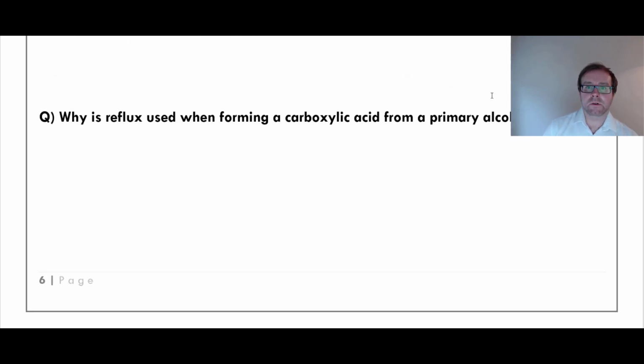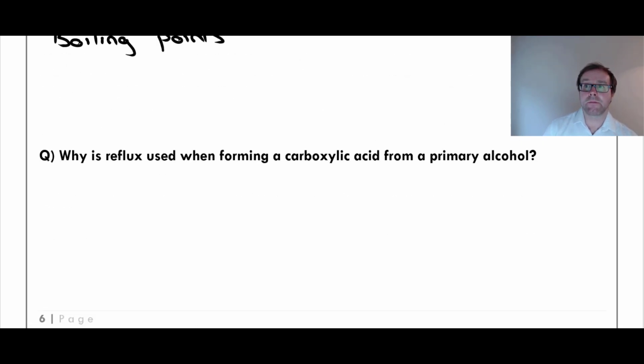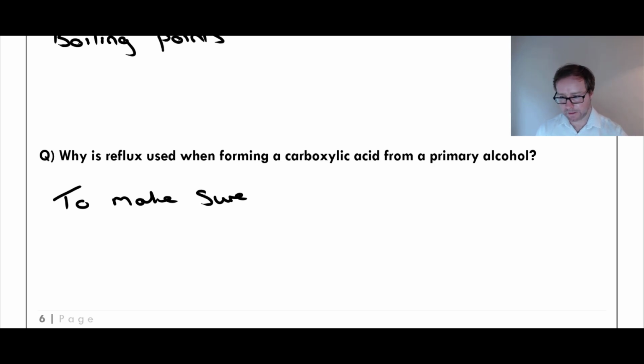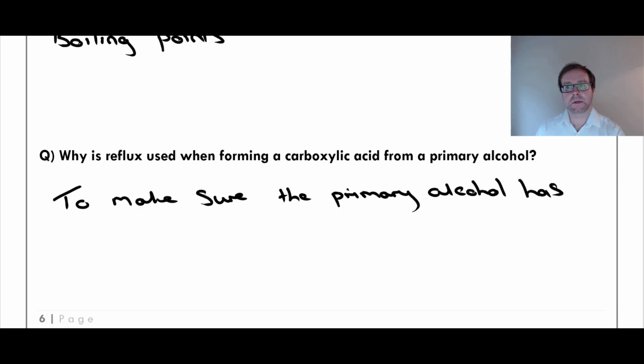Why is reflux used when forming a carboxylic acid from a primary alcohol? I'll give you a couple of minutes to think about it. Okay, and I'm sure you've worked it out, and it's to make sure the primary alcohol has been fully oxidized.